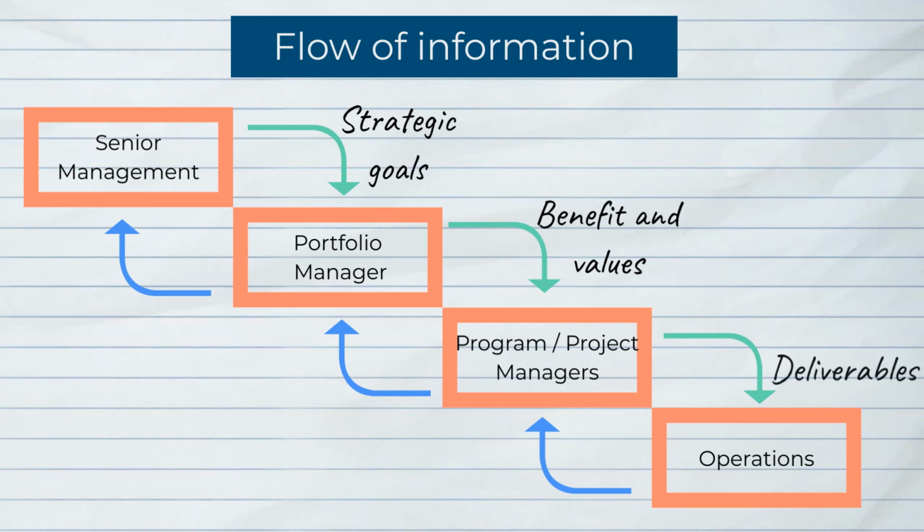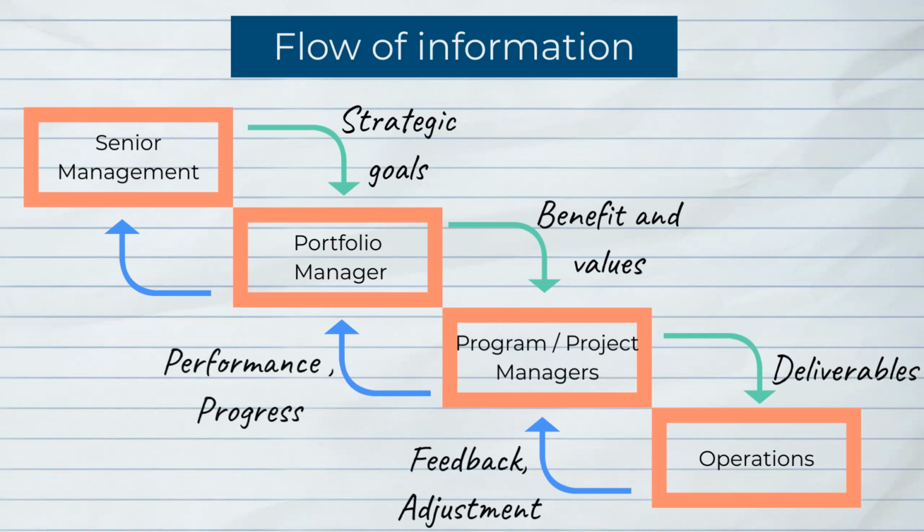Program managers will decide on the projects and the deliverables needed and then these will be delivered to the operations. In the opposite direction, the operations will give feedback and adjustment suggestions to the project and program managers. Program managers report back to the portfolio managers with performance and progress of their programs. And similarly, portfolio managers report to the senior leadership about the accomplishment of strategic goals.